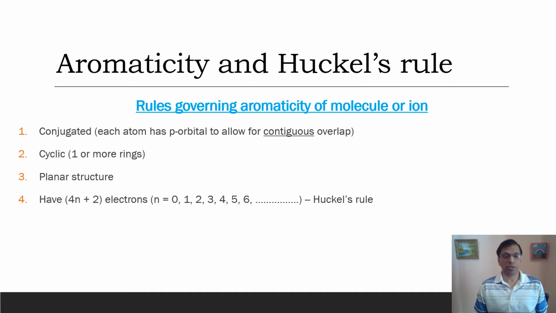And the last and most important rule is the Huckel's rule. What that means is the molecule or ion should have 4n plus 2 electrons that are delocalized, where n is 0, 1, 2, 3, and so on. Let's take a look at examples of aromatic molecules and ions. Recall that they need to obey all the four rules.